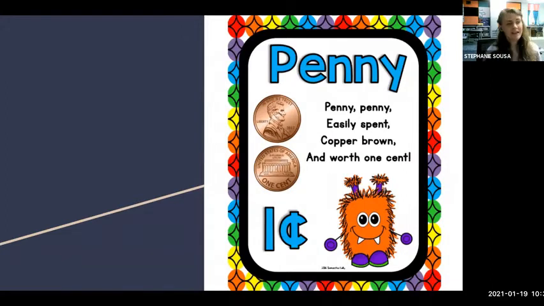Penny, penny, easily spent, copper, brown, and worth 1 cent.